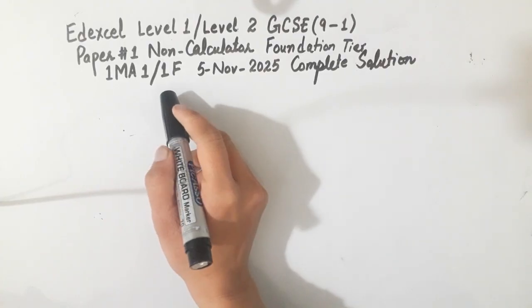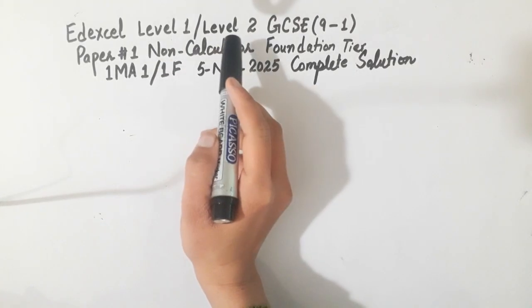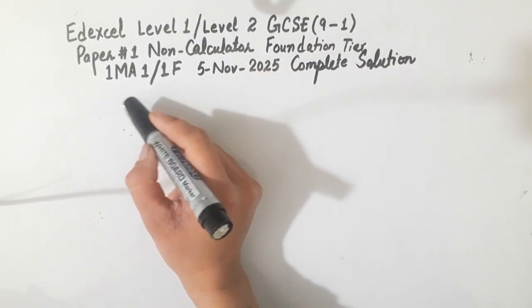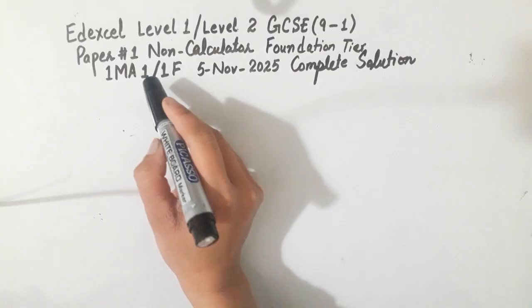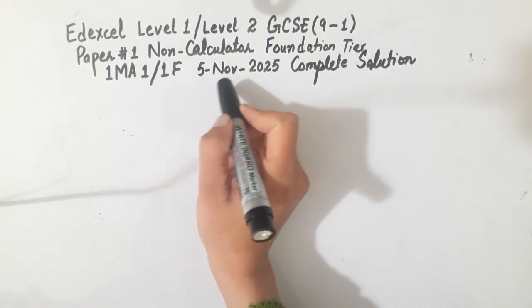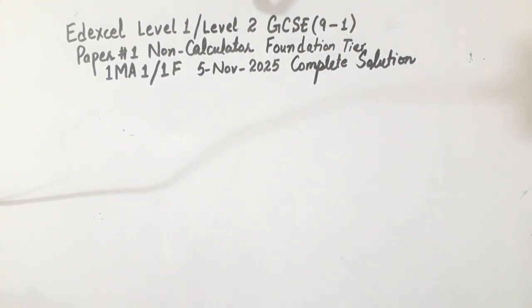In today's video we will solve the complete Edexcel Level 1/2 GCSE Paper 1 non-calculator foundation, and the code is 1MA1F, that was conducted on 5 November 2025, complete solution. We will go through each question step by step, so grab your pen and paper and solve with us.